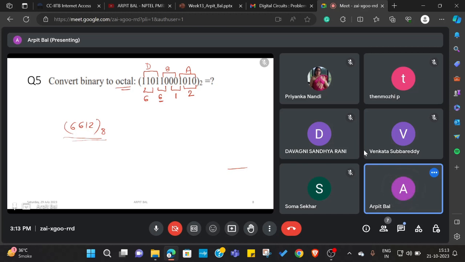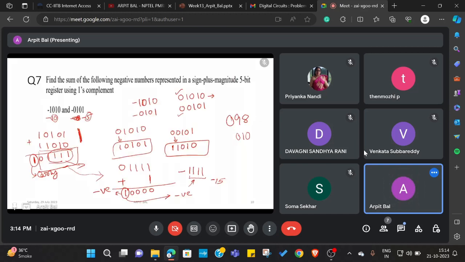So similarly, the next question is related to signed numbers using 1's complement. Here we were supposed to find the sum of the following negative numbers. We are given -10 and -5. Okay. So the first thing that we do is we just write the magnitude. In magnitude form, we have 1010 as 10 and 0101 as 5.